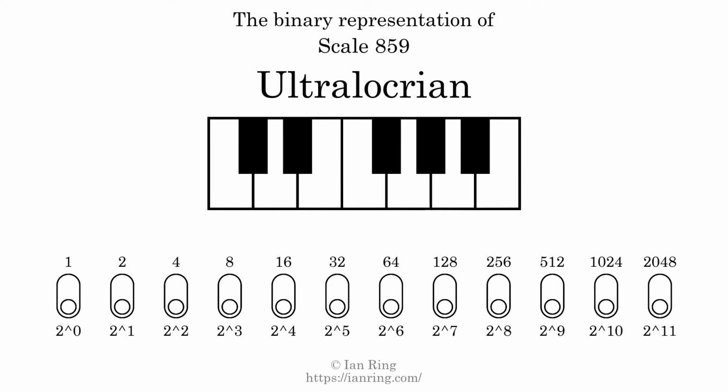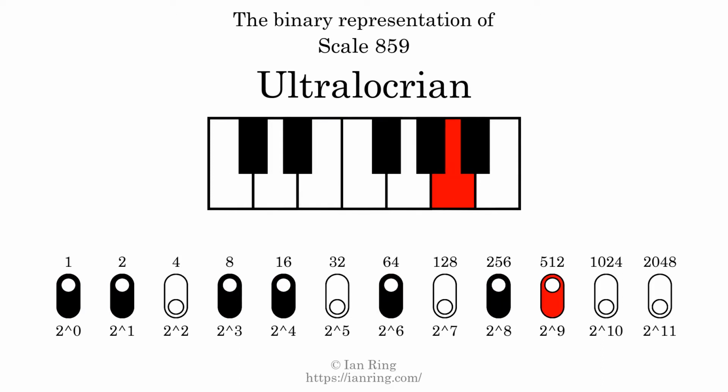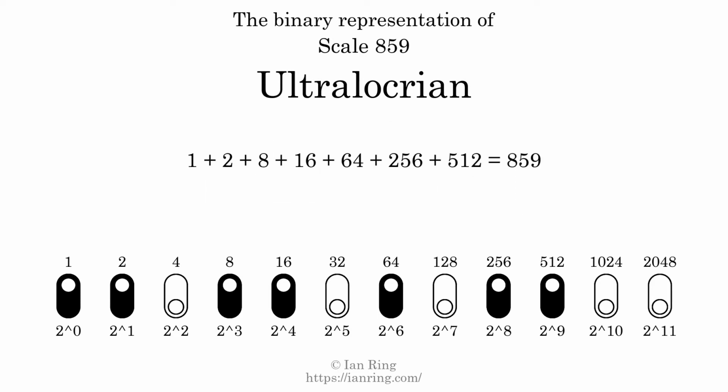The binary representation of this scale is determined by mapping tones of the scale to binary digits. Each binary digit represents a power of 2. To get the scale number, we add the powers of 2 together. The powers of 2 that are present in the scale, all added together, equals 859. That is why the scale number, in decimal, is 859.